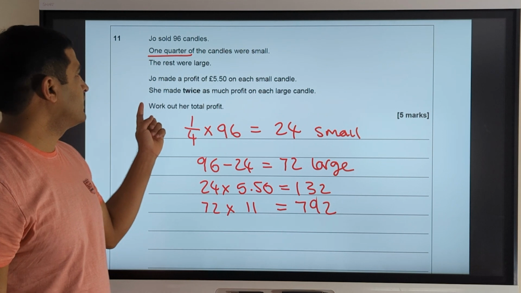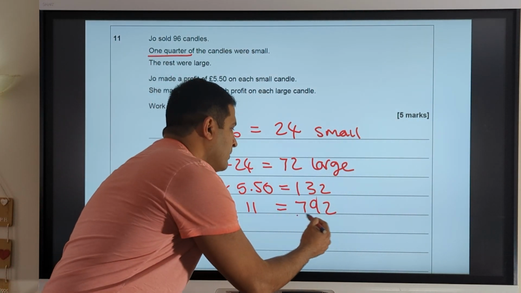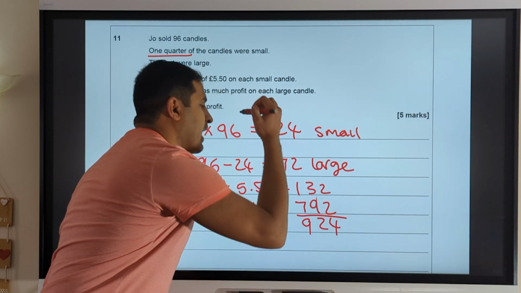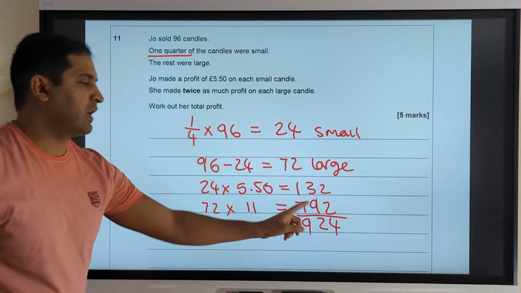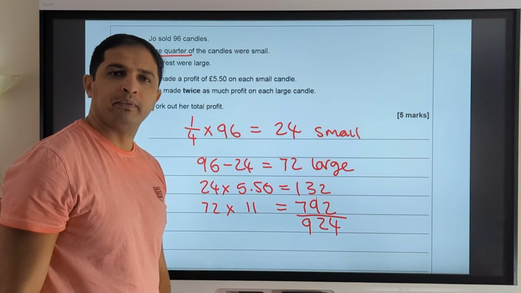Now the final mark is saying work out total profit. So total profit is when you add these up. That gives me 4, 2, and 9. So £924 was the total profit, and that gets you your 5th mark.